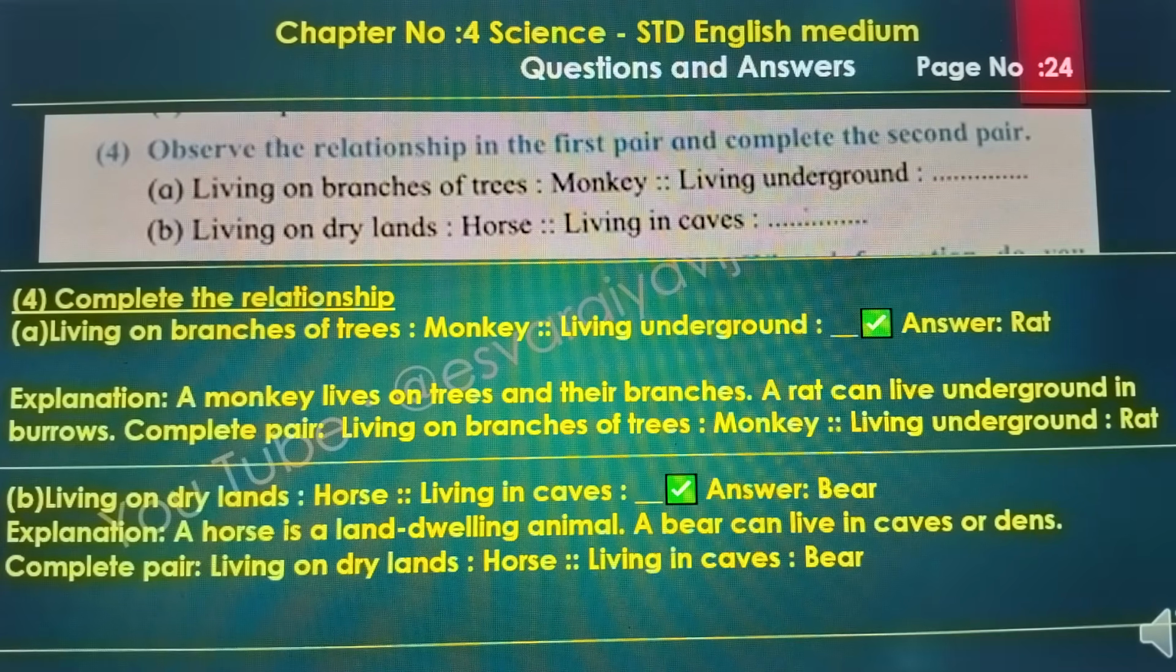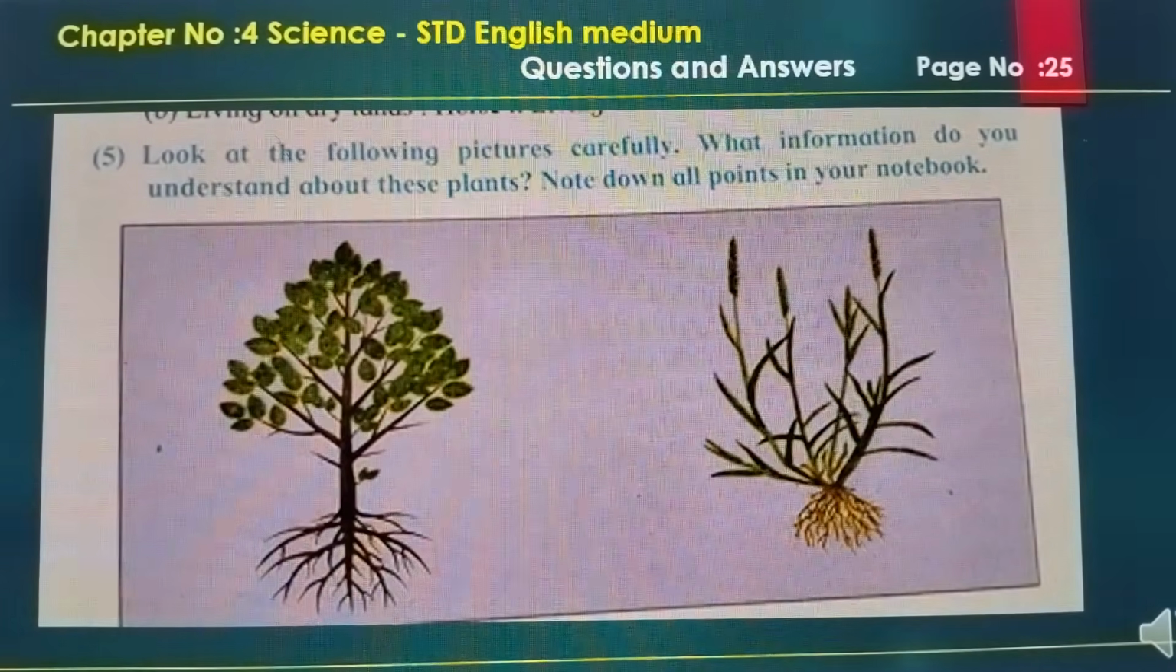Explanation: a monkey lives on tree branches. A rat can live underground in burrows. The complete pair: living on branches of tree, monkey; living underground, rat. B. Living on dry land, horse; living in a cave: the answer is bear. Explanation: a horse is a land-dwelling animal. A bear can live in caves and dens. Complete the pairs: living on dry land, horse; living in cave, bear.